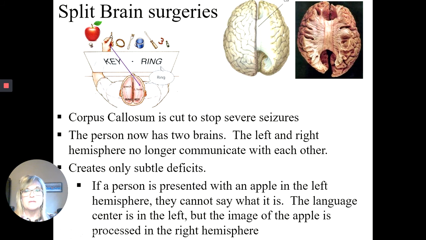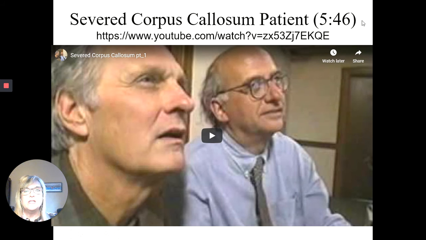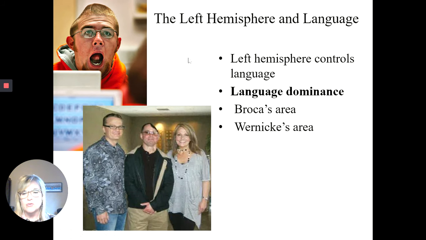But in these experiments that they're doing to try to understand what the deficits are, they set it up so that the person can only see it with their right hemisphere, and then that information can't get to the left hemisphere. But when the person's just walking around day to day, they actually seem pretty normal. This is a video of a patient that has had their corpus callosum severed, and they show you this experiment where they're working with them and trying to show what deficits they have. But it's pretty amazing. The guy seems to be doing just fine.